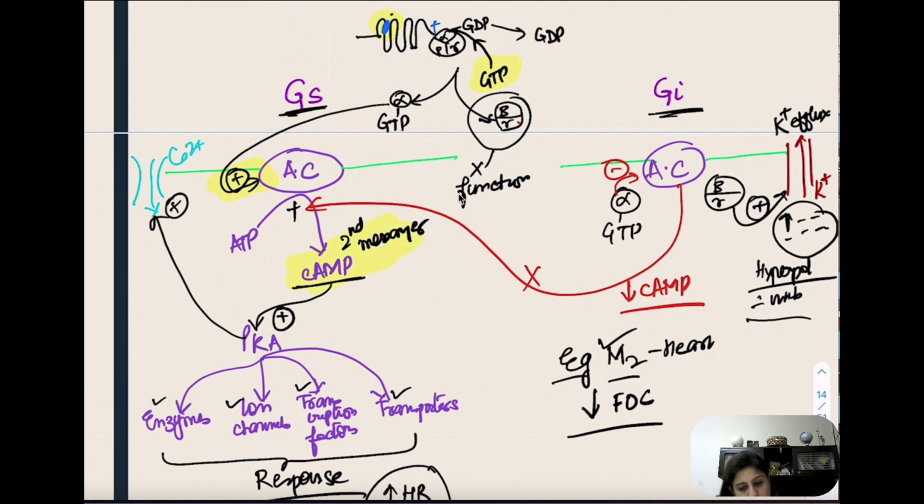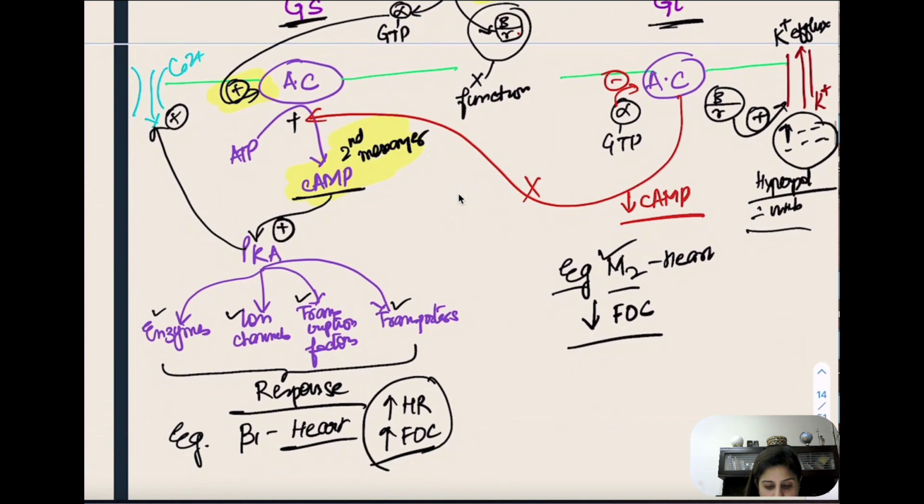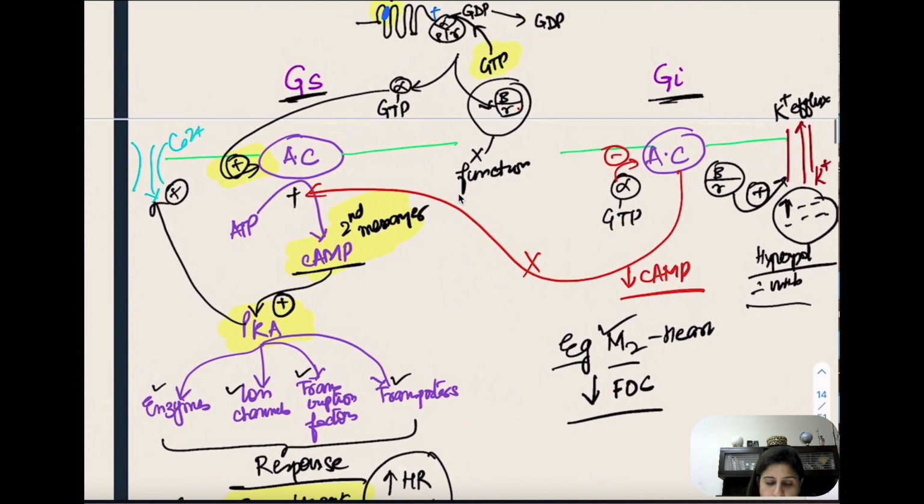Cyclic AMP here is the second messenger, which is going to carry the message, and signals are going to be amplified. If one molecule is used, many reactions are produced further. This is called amplification. So it stimulates the protein kinase A and the response you get. A classic example is beta 1 receptors in the heart. In Gi, you have to remember this much.